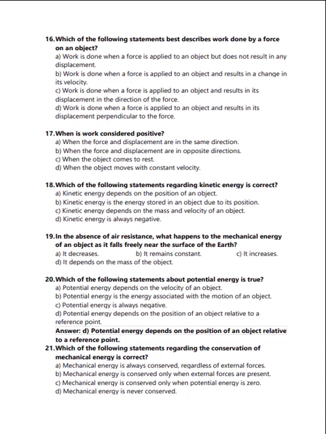Next question is, which of the following statements regarding kinetic energy is correct? Kinetic energy depends on the position of an object. Kinetic energy is the energy stored in an object due to its position. Kinetic energy depends on the mass and velocity of the object. Kinetic energy is always negative. So correct answer for question number 18 is C, that is kinetic energy depends on the mass and velocity of an object.